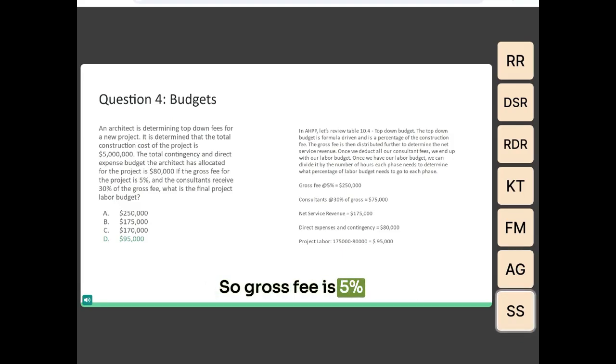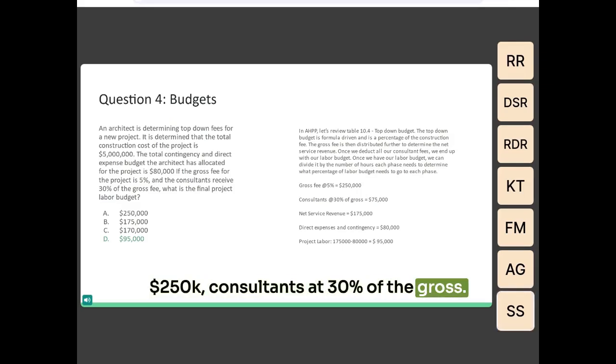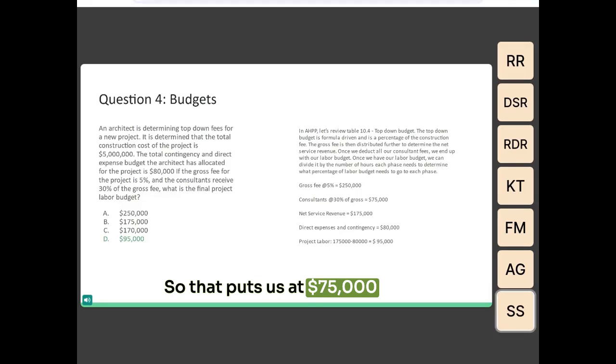So gross fee is 5%, and that leaves us at $250,000. 5 million times 0.05 gives us 250. Consultants at 30% of the gross, so that puts us at 75,000. And then you end up at the net service revenue. But now we've got to pay all our bills, right? And we know that our bills are $80,000. So we're going to take that 175 and subtract 80,000, and that's 95,000.